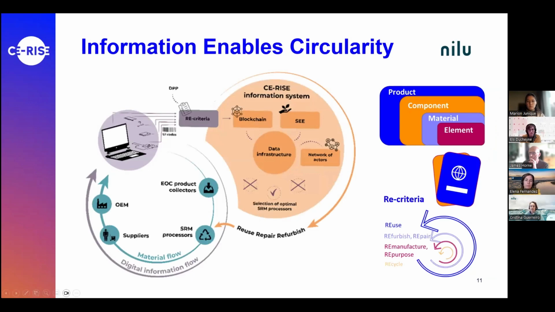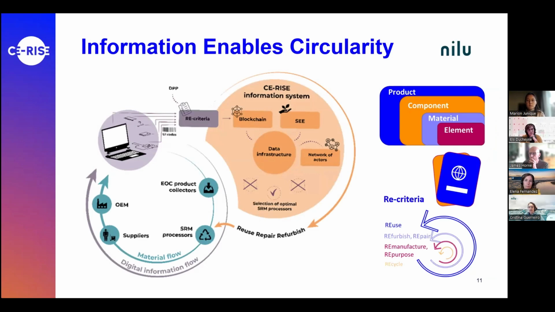So the DiCE information system builds on the detailed information in the product's digital product passport. It connects the information in the DPP with other information and provides tools to assess and improve the sustainability and circularity of products throughout their life cycle.